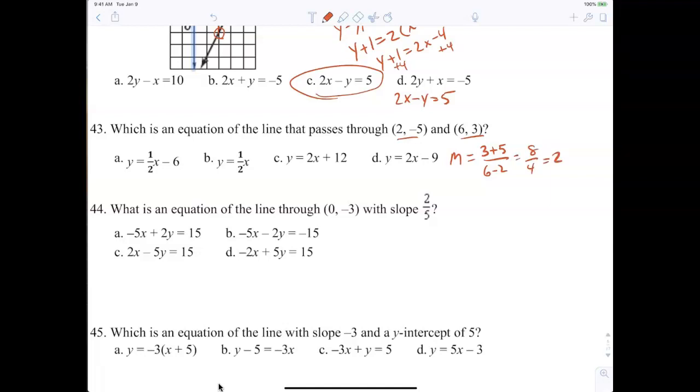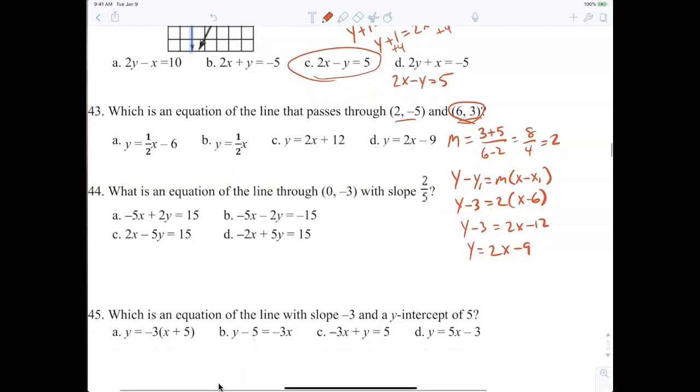And now we pick a point. So I'm going to do y minus y1 equals m times x minus x1. y minus 3 equals 2 times x minus 6. Distributing, y minus 3 equals 2x minus 12. So adding 3, y equals 2x minus 9.